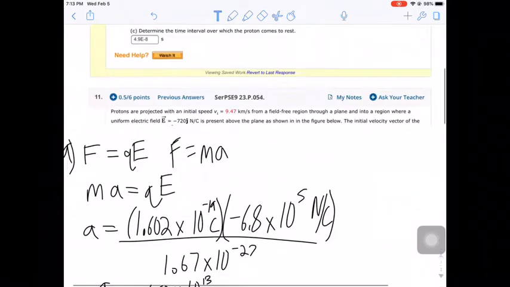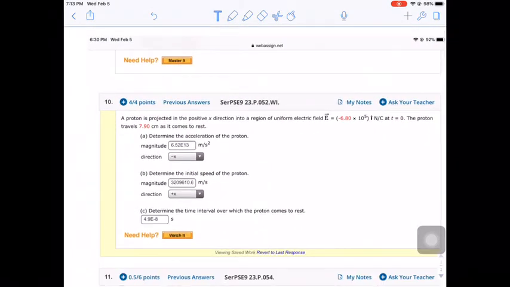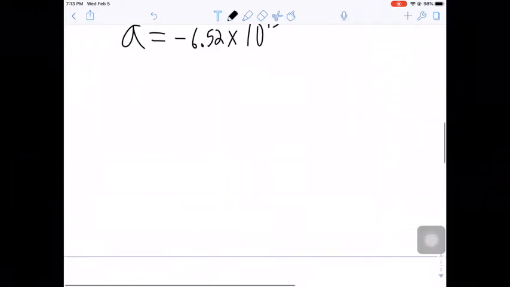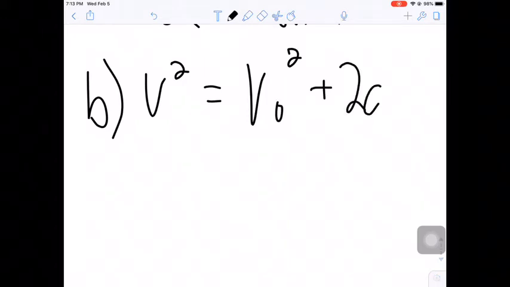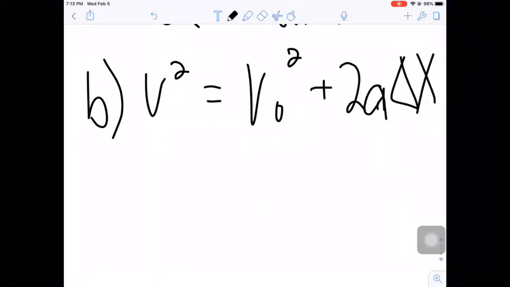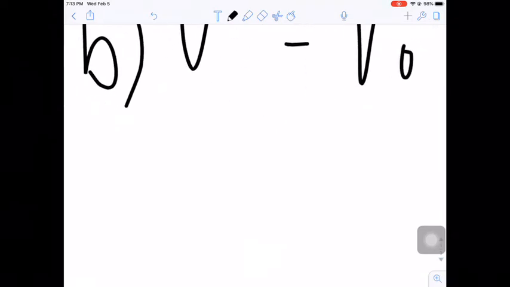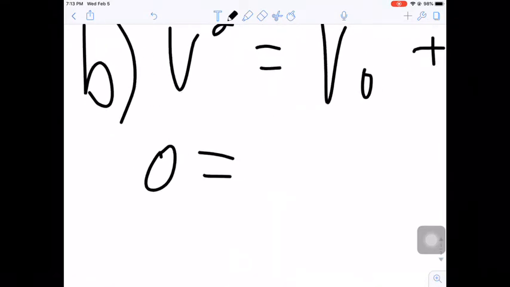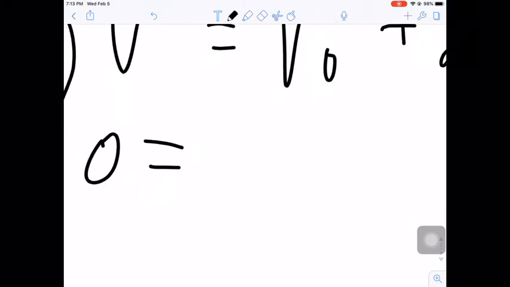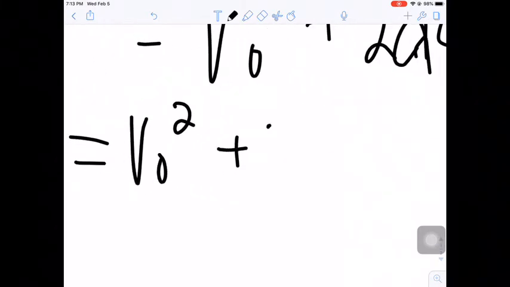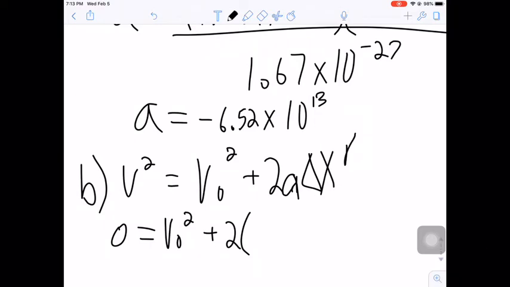And then part B asks to determine the initial speed of the proton. So we can just use kinematics. We have the acceleration, we have its displacement, and we know its final velocity, which is 0, so we can use the kinematic equation v squared is equal to v initial squared plus 2a delta x, solving for v naught. So we know v final is 0 because it tells us that it comes to rest. We're solving for v naught plus 2 times the acceleration, which we just found.